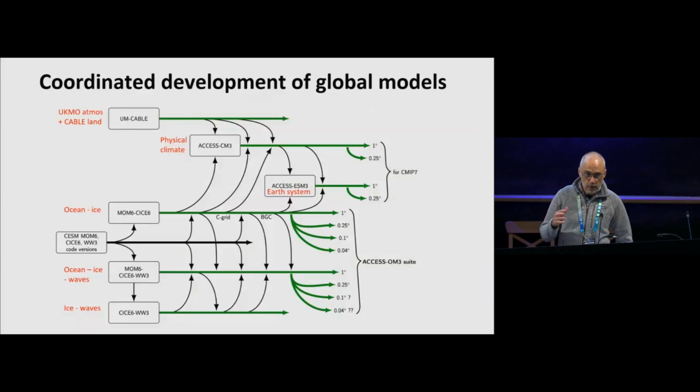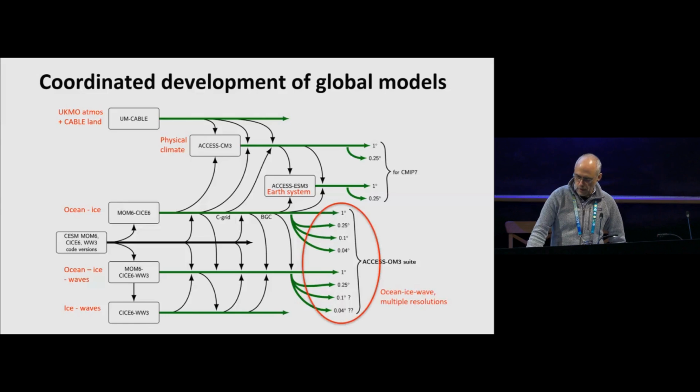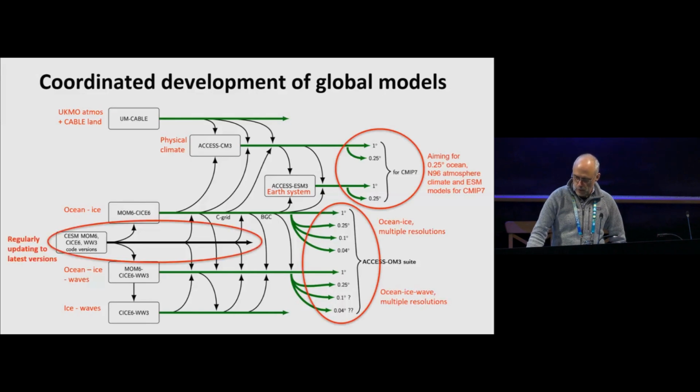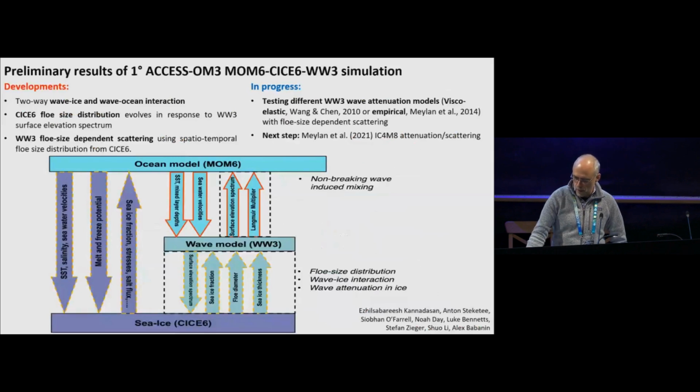So there's a lot of configurations, there's a lot of interrelated development. We've got these green lines in this diagram of different development branches and configurations. And we've got a coordinated development process where we can have improvements in one of these branches being fed into the others to try and keep everything coordinated. So that's for the ACCESS-OM3 suite and for the ESM and CM suite. But it's also been plumbed into the upstream versions, so we're actually drawing in from the very latest developments internationally as they arrive.